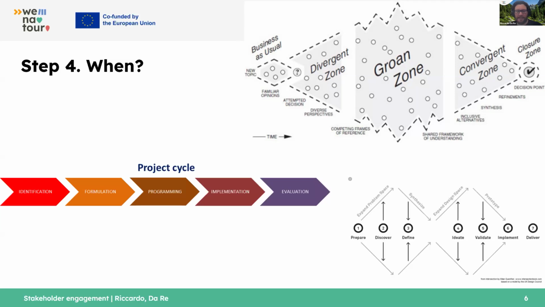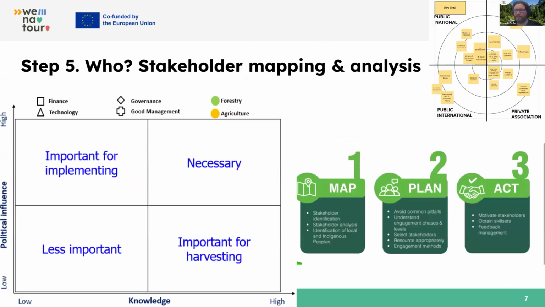When you decided that you want to do it, you decided which level of participation and when to apply it, the fifth step for me is stakeholder mapping and analysis. And you see that I'm still not talking about the techniques. The techniques are one of the last steps. And for me, this is super important. Stakeholder mapping and analysis for me is one of the key steps when you design your stakeholder engagement process.